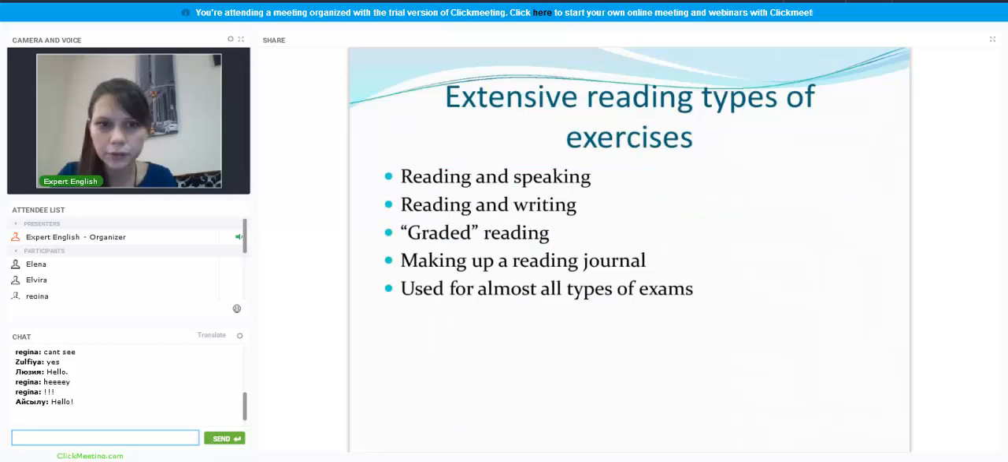And I'd like to tell you that extensive reading, which I mentioned, which involves skimming, scanning, and global activities, can be of great practice in such way when we combine, for example, reading and speaking. Students can read some information and then speak about it. They can retell something. Actually, reading and writing is the activity when students have to retell what they spoke about. But the most important part is a graded reading.